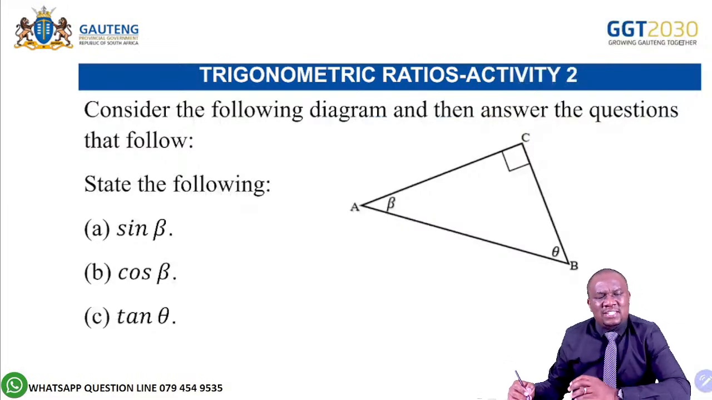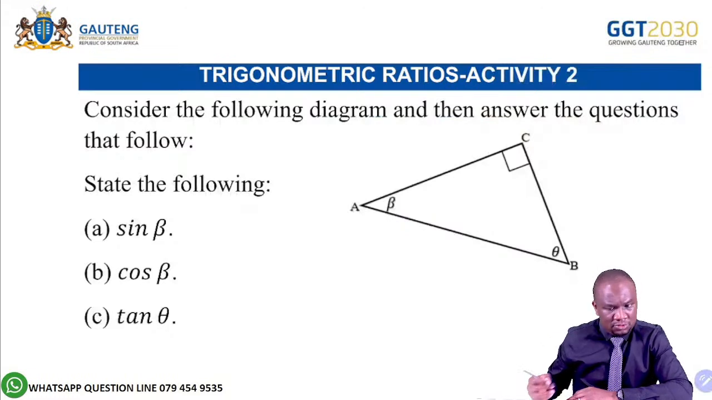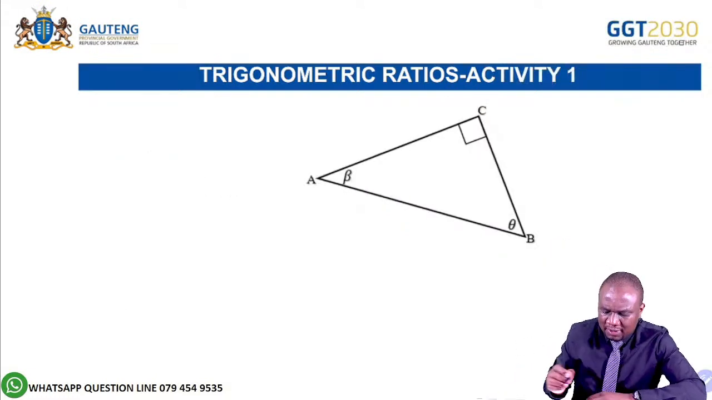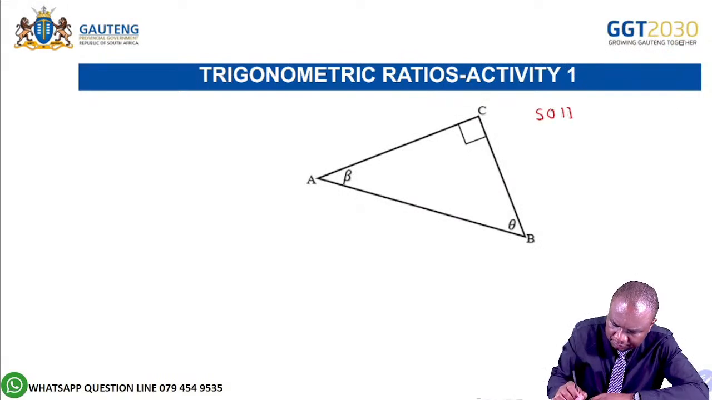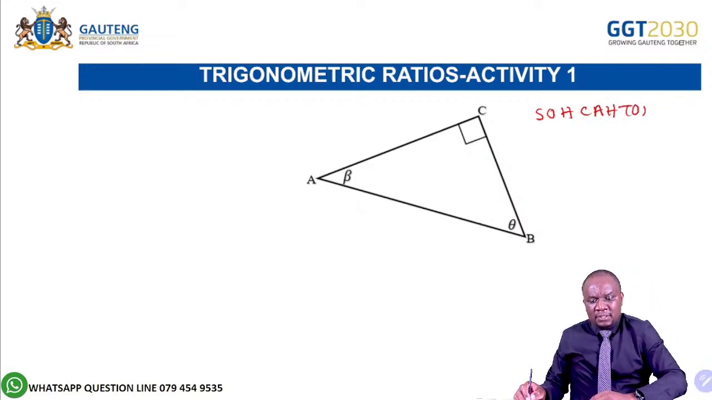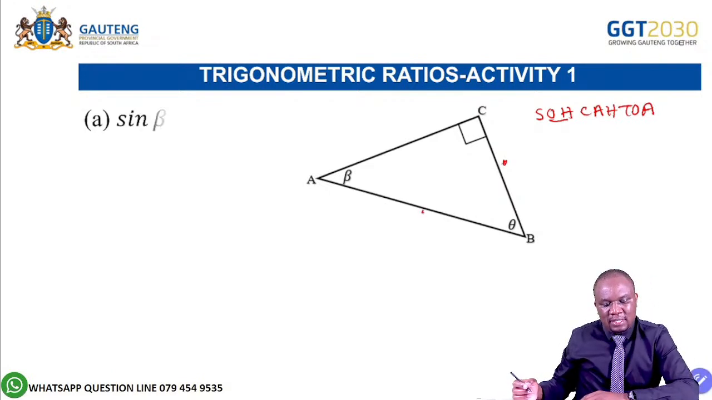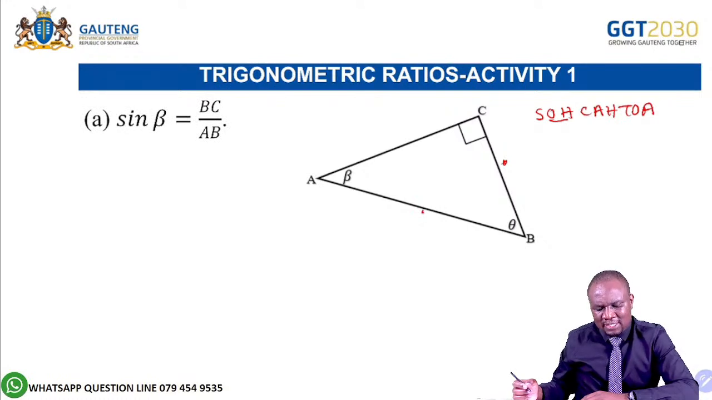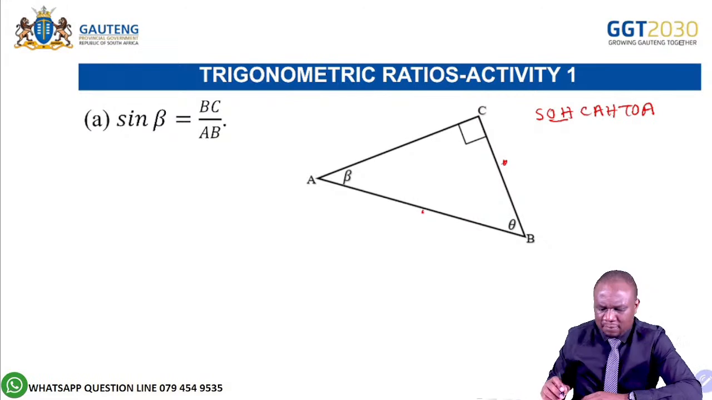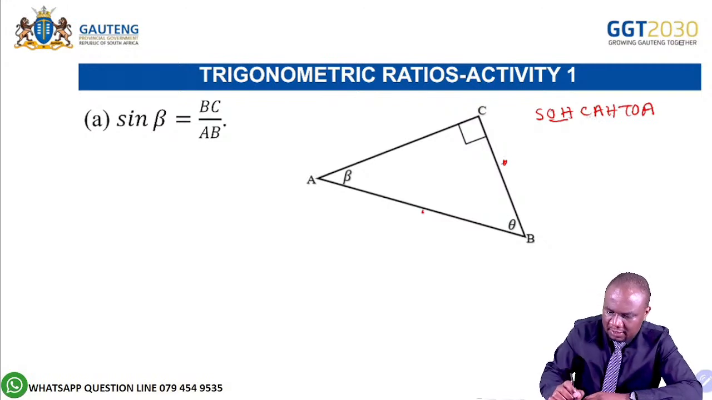Right. Now let's answer this. We'll be a bit fast here so that we move on, but remember, we just did this, so it should be better now. Remember our SOHCAHTOA. Sine beta is opposite side over hypotenuse. Which side is opposite? This side. Which side is hypotenuse? This side. So sine beta is BC over AB. I sometimes make mistakes here, so I make sure that I check, because if I move fast, I make mistakes.